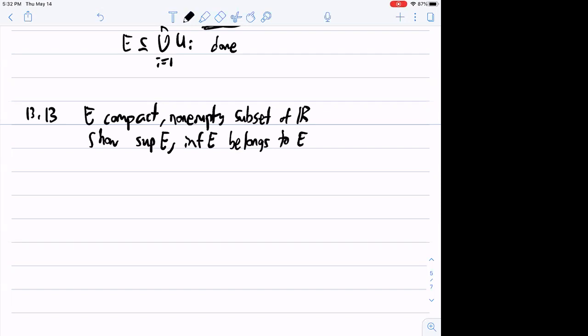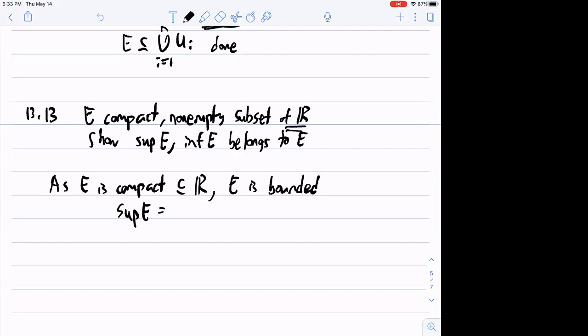Now, here's a nice thing: it says of R, so you should always notice this, maybe for your final. If it says compact, just pray it says of R, because if it's compact in R, we know an alternate definition: it's closed and bounded. So as E is a compact subset of R, E is bounded. So in particular, sup E is not infinity. It's some number alpha, and inf E is some number, let's say beta, because E is bounded.